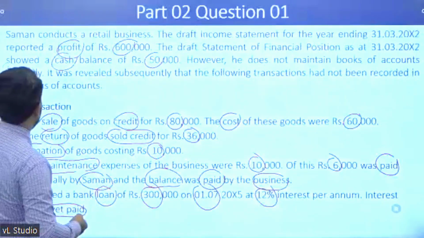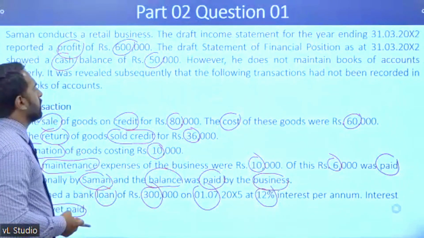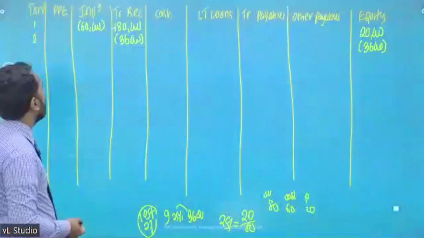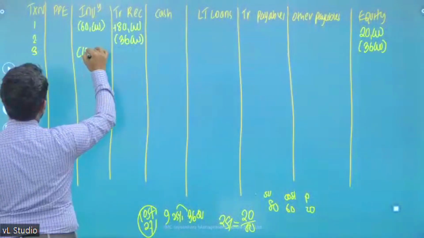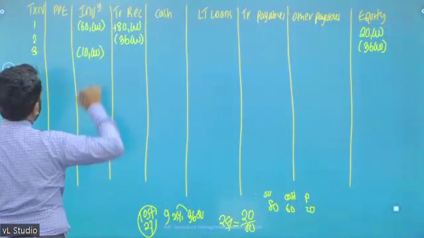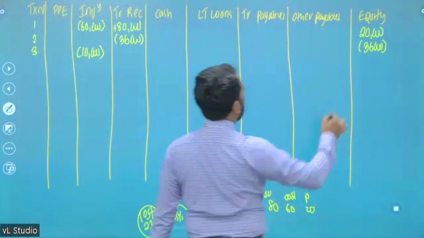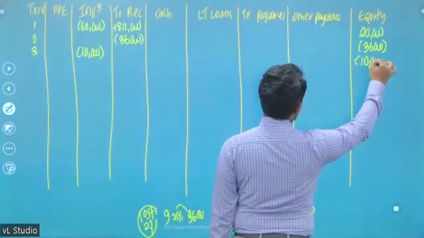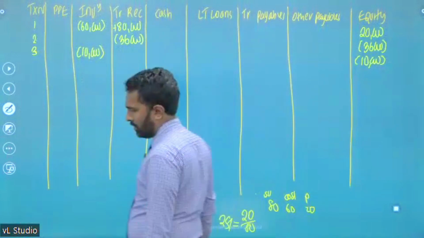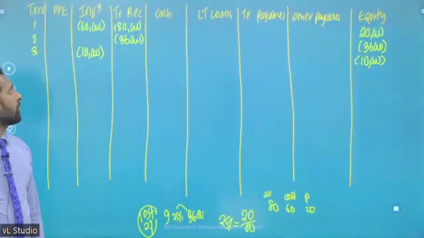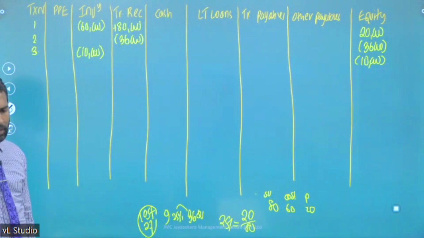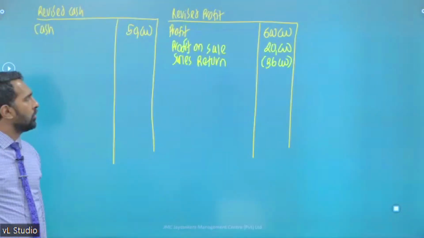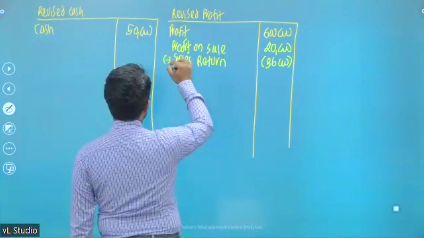The third item is about a donation of goods costing 10,000. Goods costing 10,000 are being donated. Then what will happen? Because of the donation, my inventory is coming down. Donation is an expense that will lead to reduce my profit. Because of the donation, on one side my inventory is coming down. On the other side, my profit is coming down due to the donation.